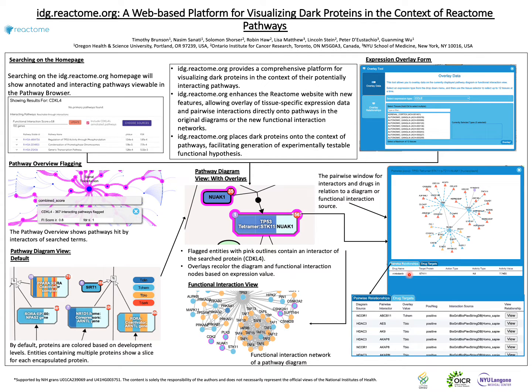The table below it allows you to visualize the pairwise relationships in a table view. So you can view the diagram source node, the pairwise interactor, the value of the overlay, in this case, the target development level, and whether it's a positive or a negative interaction, and where we're actually getting this interaction from. Because there are so many more interactions than we could reasonably display in this network, if you want to add a specific interaction, you can click this view button and it will be displayed. Similarly, you can remove an interactor from this network by right-clicking on it and clicking remove.